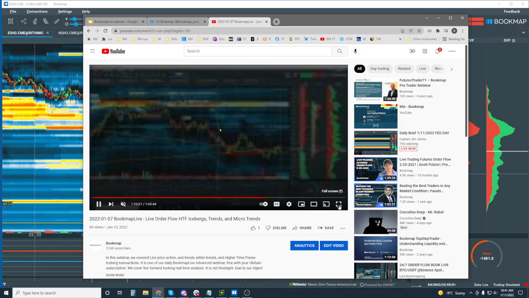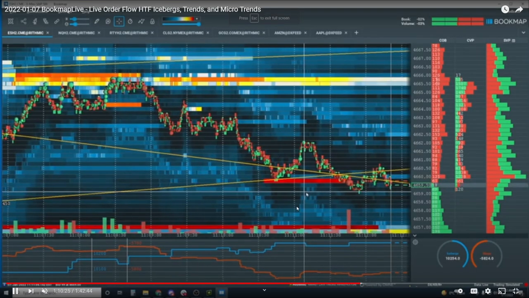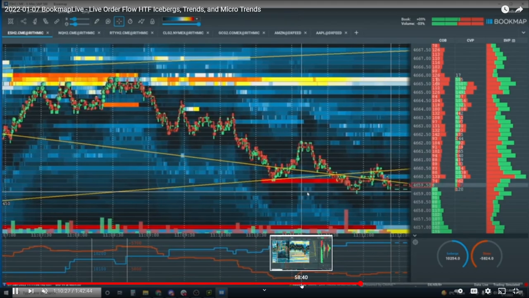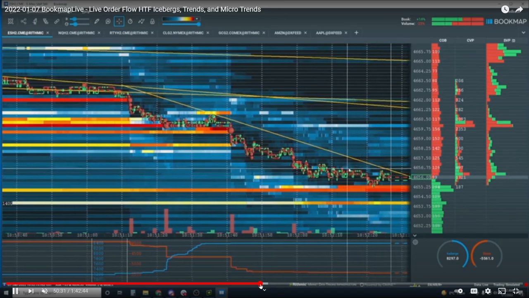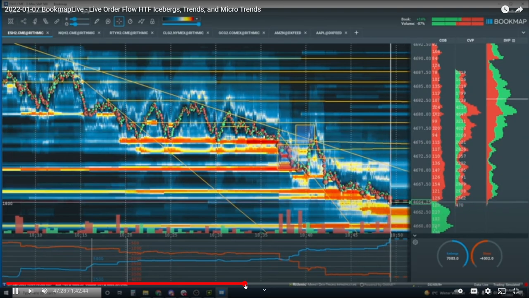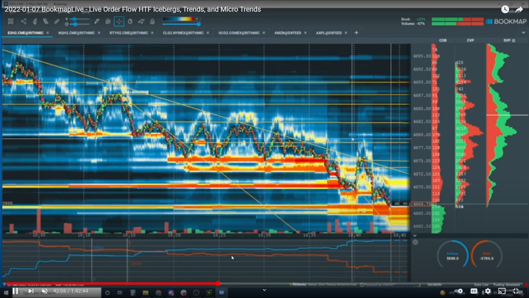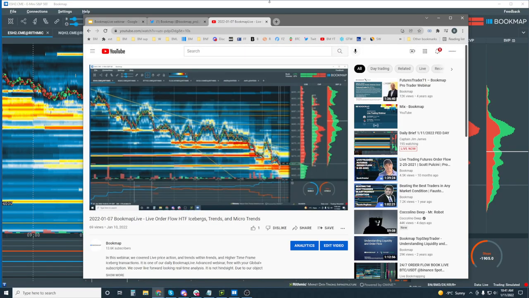So just trying to figure out what were some of these areas we're looking at here when we saw these massive icebergs? That's what I wanted to mark up here. I'd have to go back and watch some of the recordings to understand them. Anyway, I'm not going to do that.